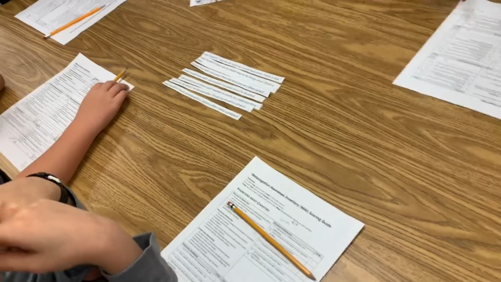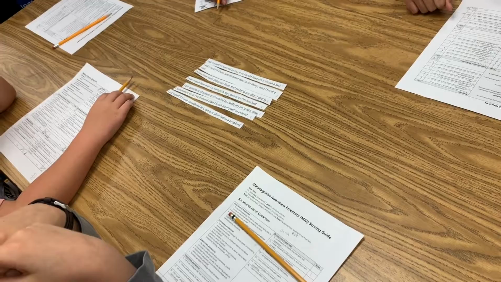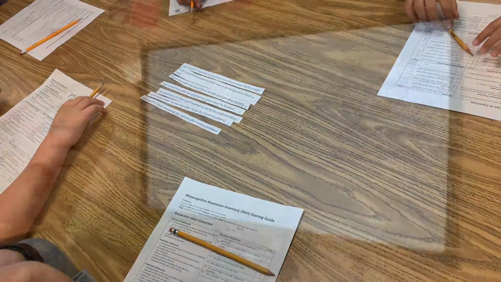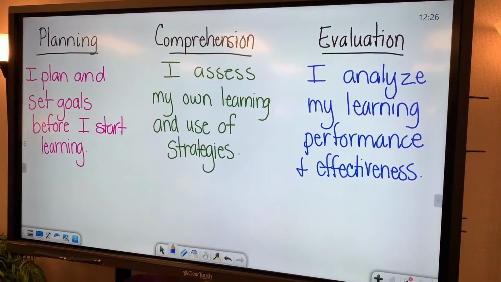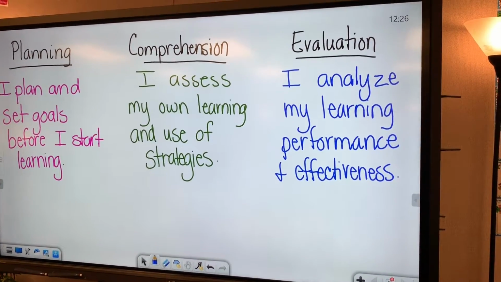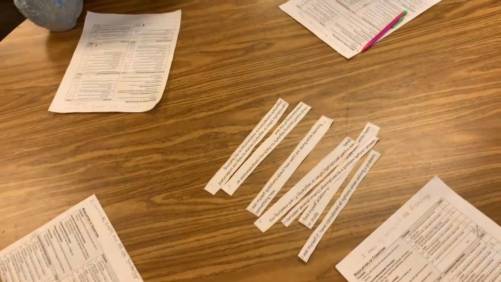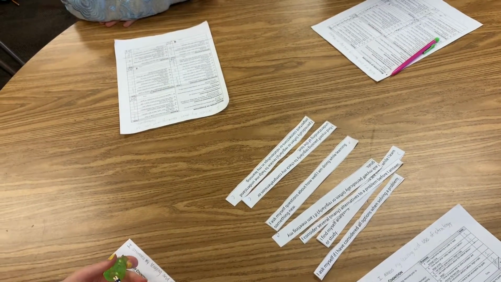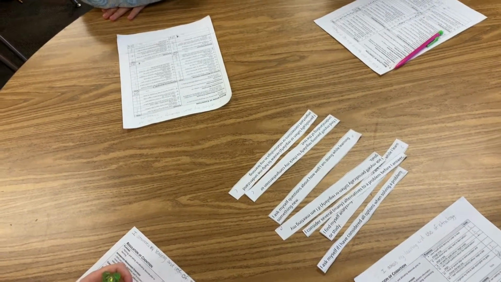So just like our learning pyramid, you've got to put them in order from which target comes first to which target comes last to be able to hit the goal. Does that make sense? You've got 3 goals. Planning, I plan and set goals before I start learning. Comprehension, I assess my own learning and use of strategies. Or evaluation, I analyze my learning performance and effectiveness. Look at the targets on your table and determine what order you need to do those targets to reach that goal. Talk to each other and put them in order like a pyramid. Go ahead.